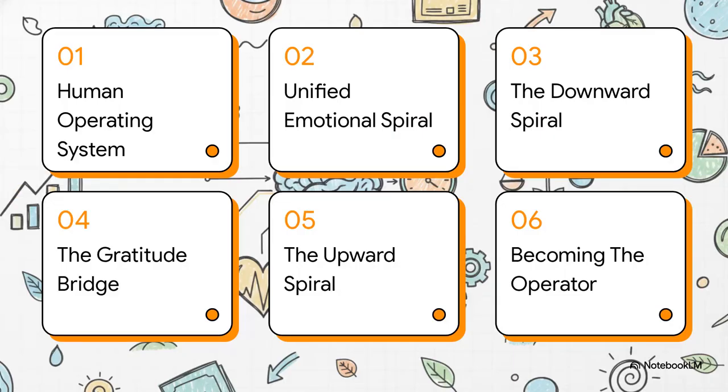Okay, let's dive into this and map it all out step by step. We're going to cover: 1. The human operating system, 2. The unified emotional spiral, 3. The downward spiral, 4. The gratitude bridge, 5. The upward spiral, and finally 6. Becoming the operator.